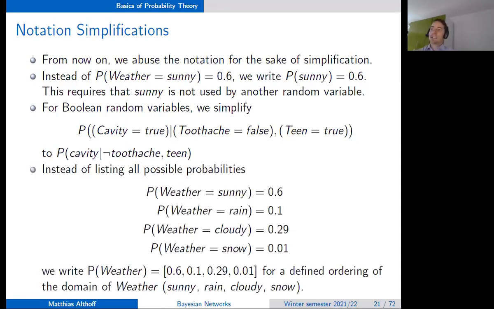And the last one is, let's say weather has 4 possible values, and you fix the order of the values. You say the first value is always sunny, the second is rain, the third is cloudy, and the fourth is snow. Then you can always write this as a vector where you just put in all the values, and then you already know this means this here, where sunny has this probability, rain has this probability, and so on.